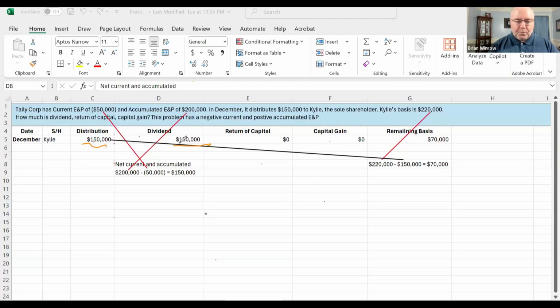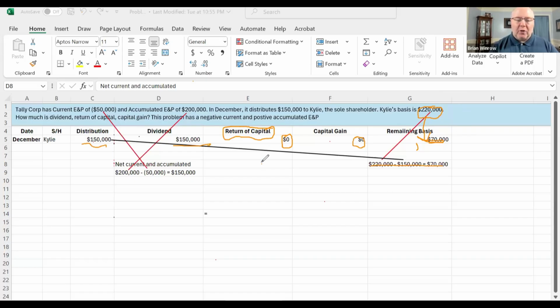So all of our distribution has been handled. That means we have a return of capital of zero. Our capital gain is zero. This is not going to be correct. So our answer for our remaining basis is going to be $220,000, right? That should have been 220 because the only way we reduce our basis is if we had a return of capital. We didn't have a return of capital, so we have to go $220,000 as our correct answer.